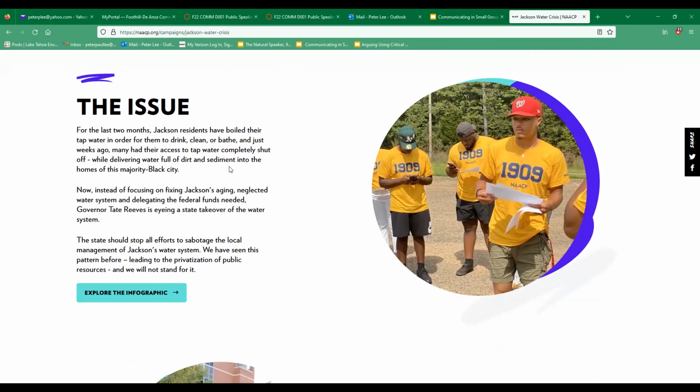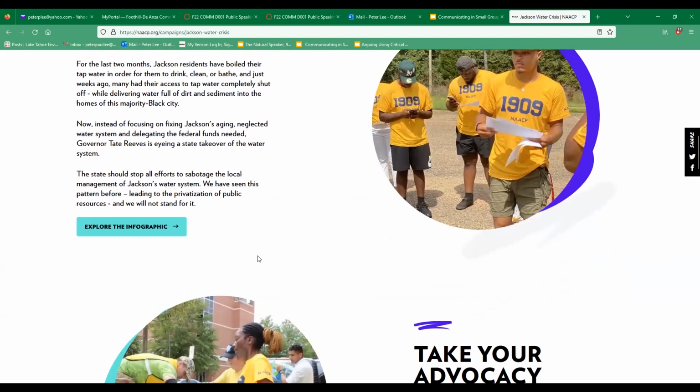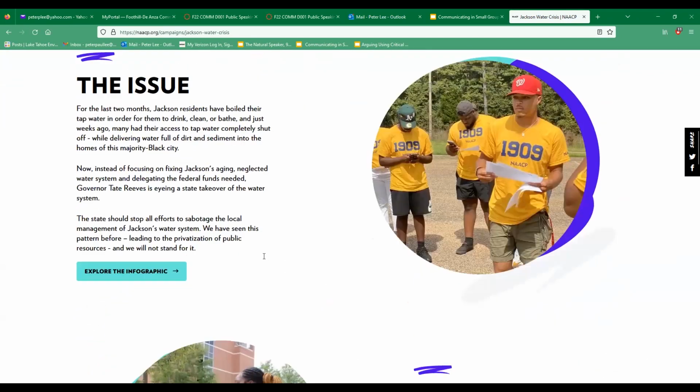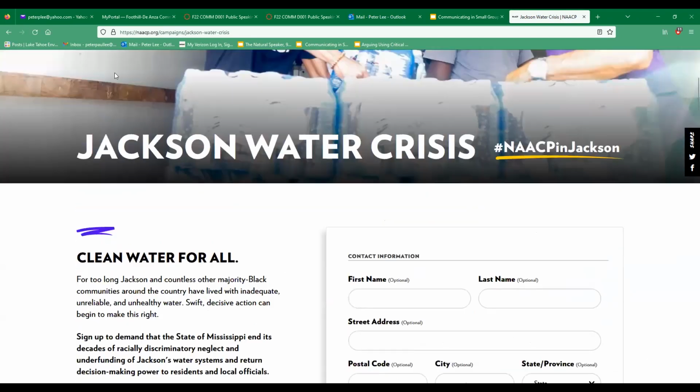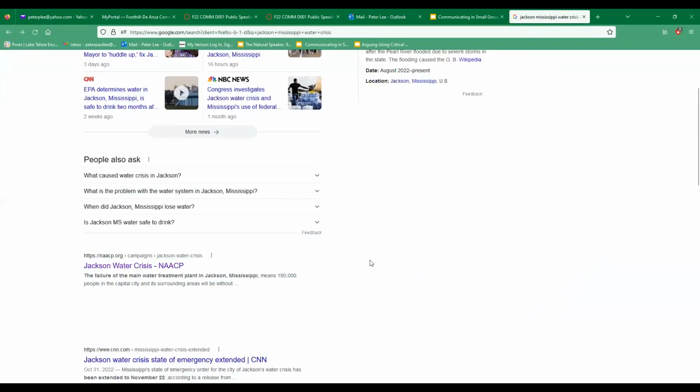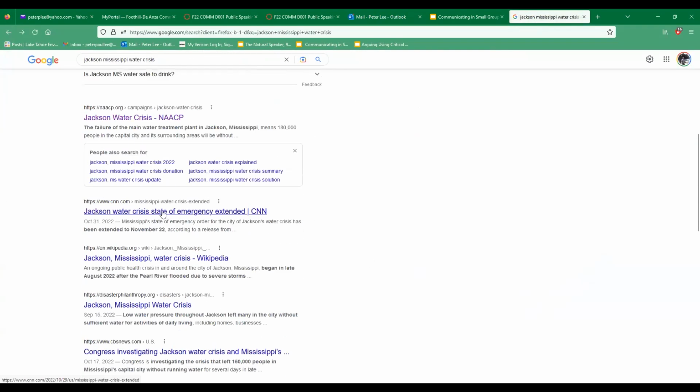And then the state should stop all efforts to sabotage the local management of Jackson's water system. And we have seen this pattern before, the privatization of public resources, and they're opposing that. So that's interesting, but this is a little bit different because they're kind of talking about a solution. I just want to know what happened.